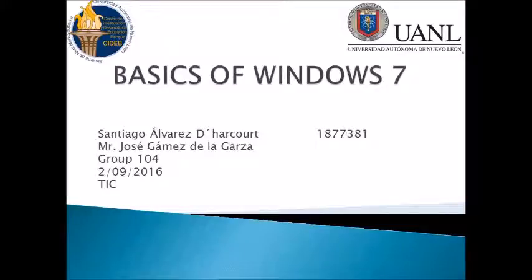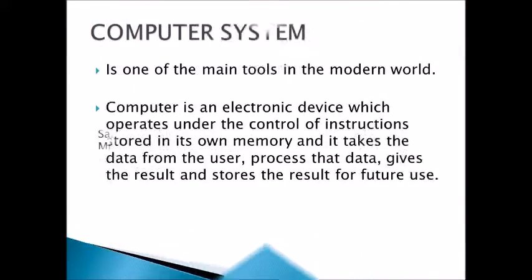Basics of Windows 7. What is a computer system? A computer is an electronic device which operates under the control of instructions stored in its own memory, and it takes the data from the user, processes the data, gives the result, and stores the result for future use.